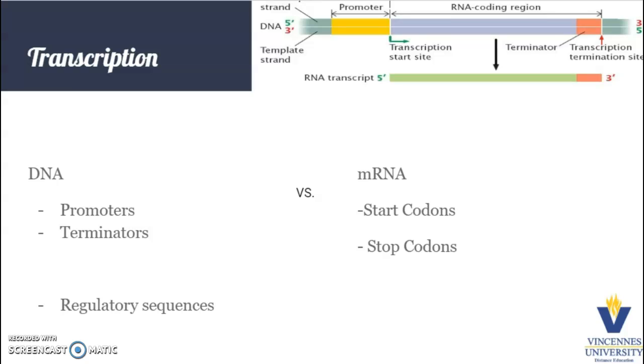And what's also important is some regulatory sequences, and these just kind of control the rate of the transcription in the DNA. However, in the mRNA, there are start codons and stop codons. The start codon tells the first amino acid in the polypeptide sequence, whereas the stop codon is the end of the polypeptide sequence. And there can be more than one polypeptide in each protein. These codons are just 3 nucleotide bases that basically tell the mRNA when to start and stop making the polypeptide.